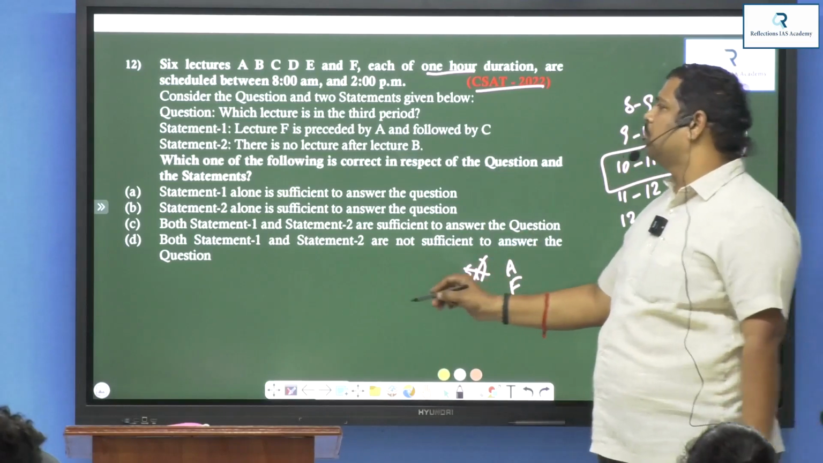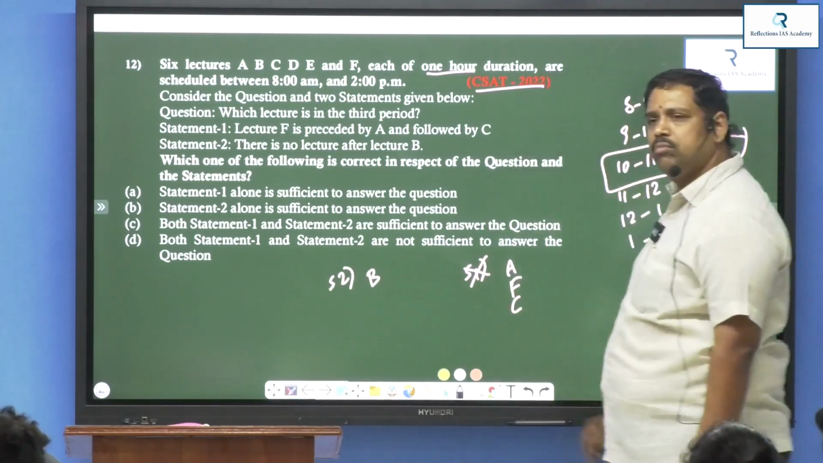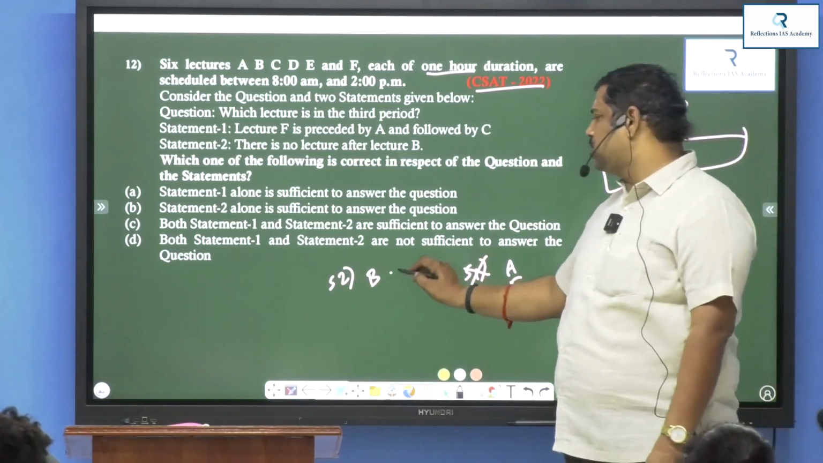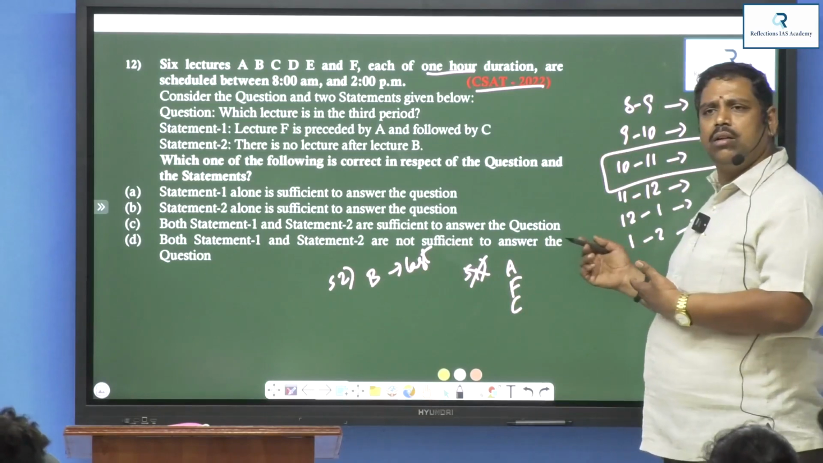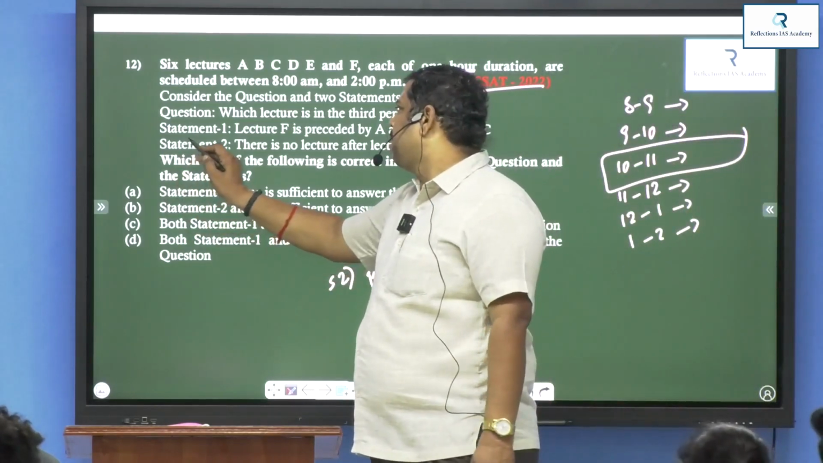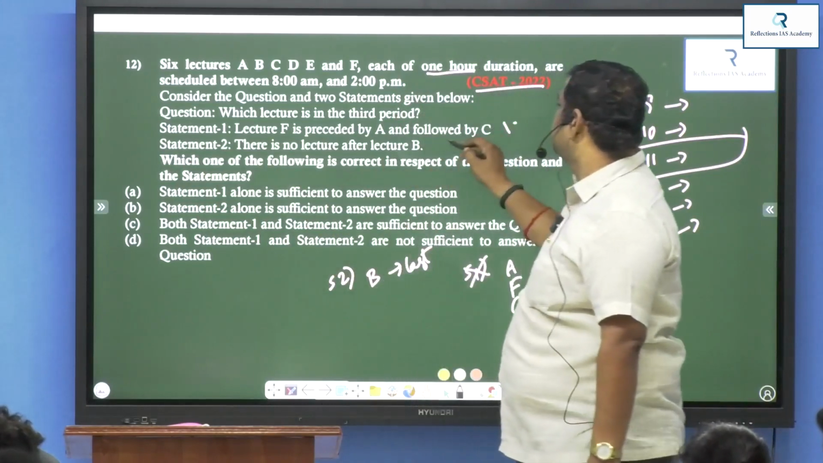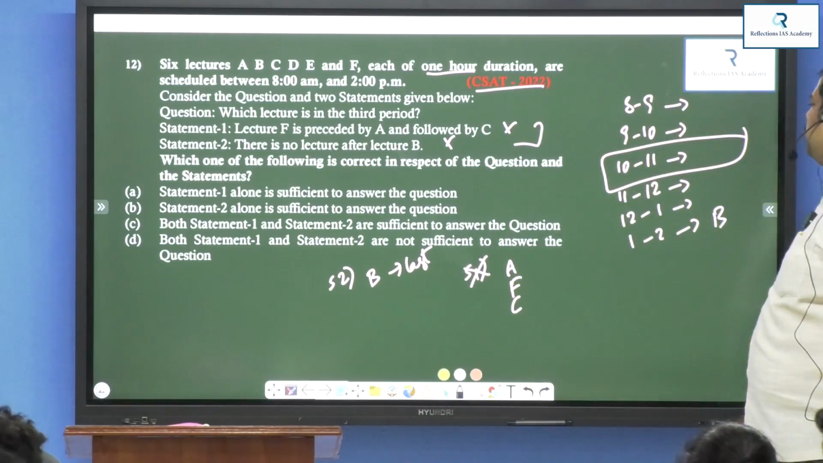Go with S2. There is no lecture after B, means B is the last one. Okay, fine. So, I understand B is here. But what about the third one? Able to decide or unable to decide? Okay, 1 is not sufficient, 2 is not sufficient. Going with the combination. If I go with the combination, sir, last one is B, sir, superb.